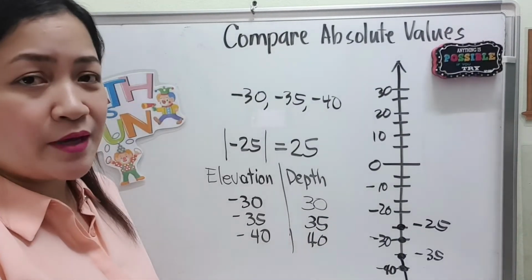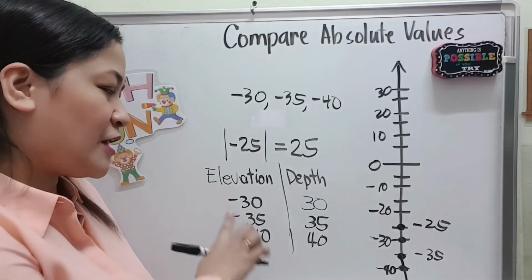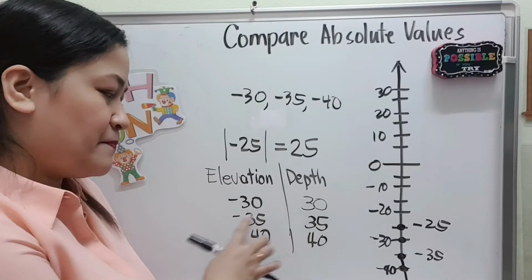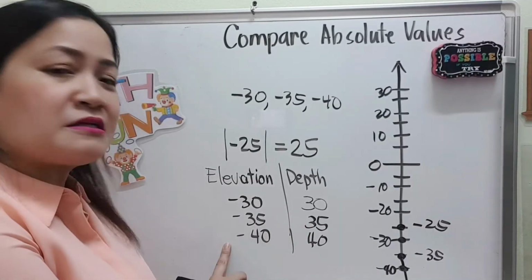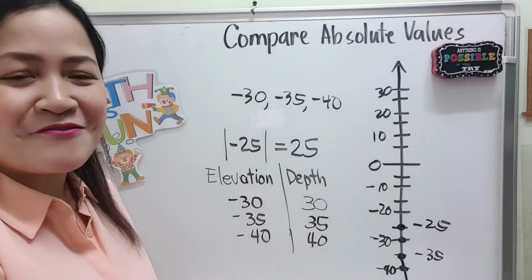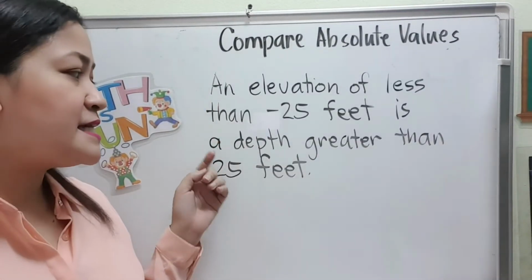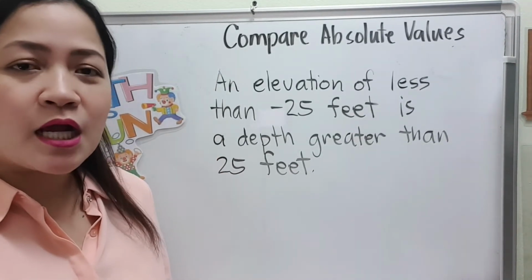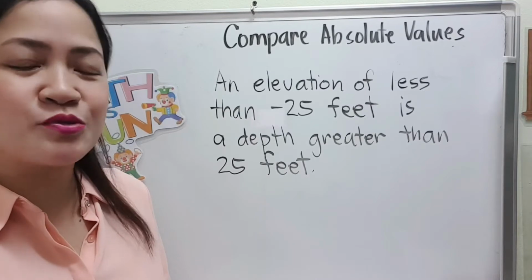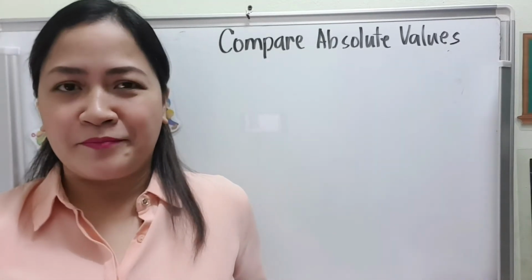So it's the same way as looking for its absolute value. Because absolute value of negative 30 is 30, absolute value of negative 35 is 35, and absolute value of negative 40 is 40. So an elevation of less than negative 25 feet is a depth greater than 25 feet. That means Carmen will be diving more than 25 feet after taking the class. Let us have another problem.